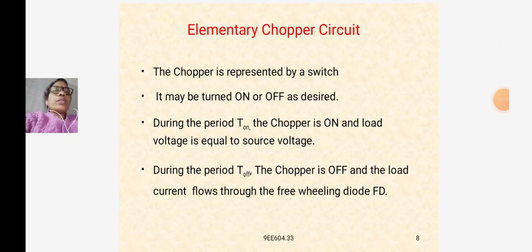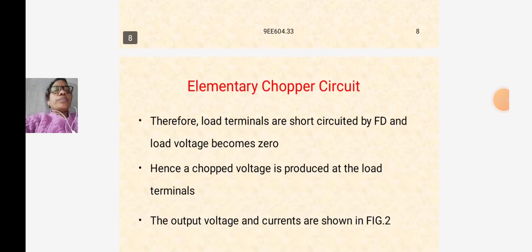The chopper is represented by a switch. It may be turned on or off as desired. During the period T on, the chopper is on and the load voltage is equal to the source voltage. During the period T off, the chopper is off and the load current flows through the freewheeling diode FD.